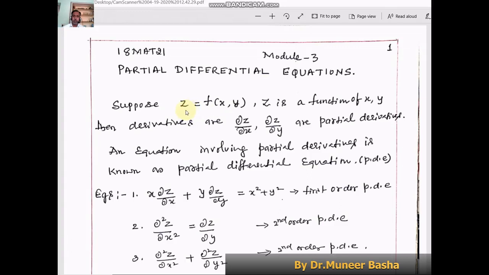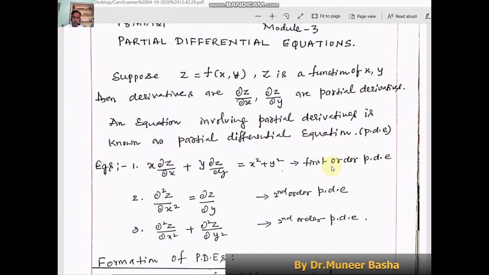Suppose we define a function z = f(x,y). f is a function of two variables x and y. So z will be treated as a function of two independent variables. Then we differentiate z with respect to x, that is ∂z/∂x, and differentiate z with respect to y, ∂z/∂y. These are the partial derivatives. An equation involving partial derivatives is known as a partial differential equation.